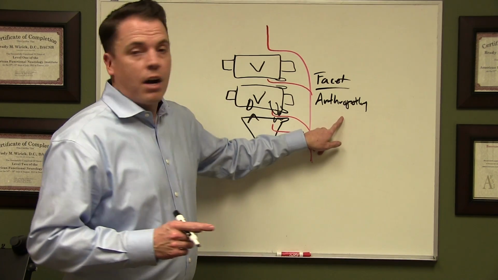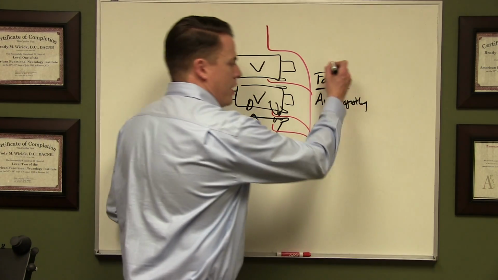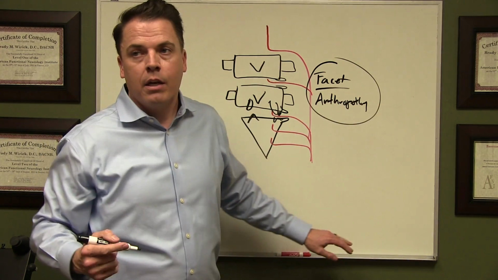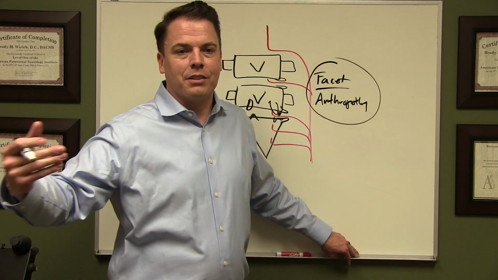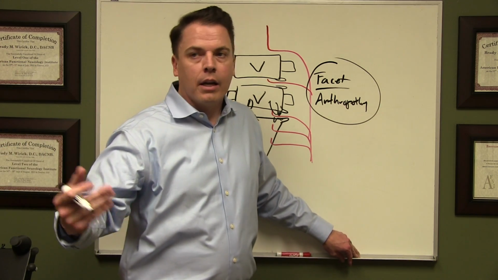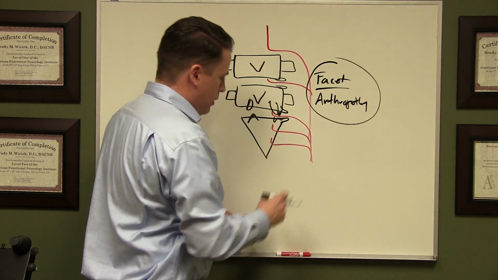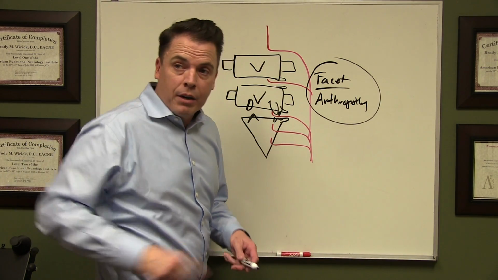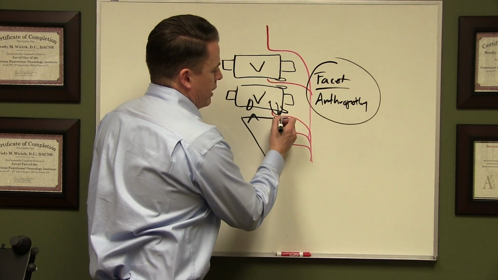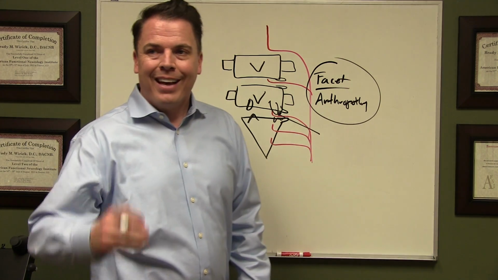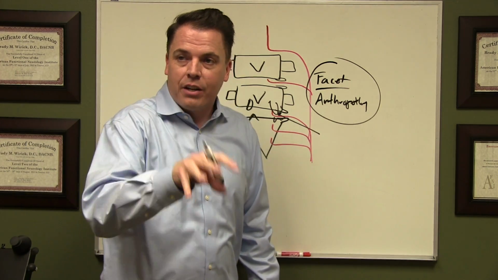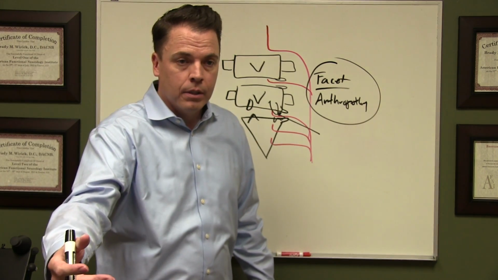If it's a facet arthropathy, we want to inject these all day long because this is where our highest clinical success is. Why? Accessibility. If you take a needle and you put it into the muscles over the spine, those paraspinal muscles, we can get really, really close to that facet joint and get that injection right near that facet joint, and it's going to clean it up.